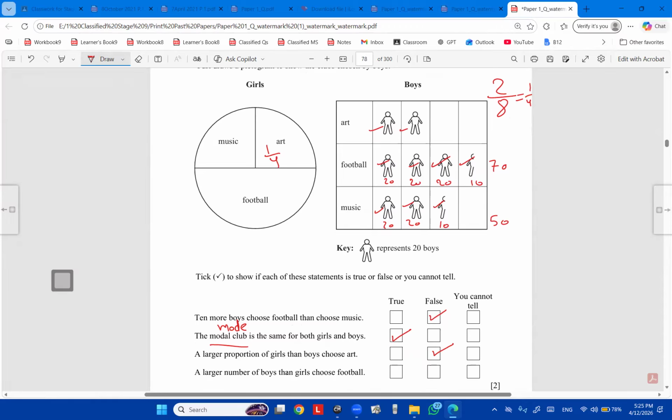A larger number of boys than girls choose football. I cannot tell. Why? Because I know the number of boys. They are 70. But I only know that the girls' football is half of the girls. How many are the girls? We have no idea. We don't know, so I cannot tell.